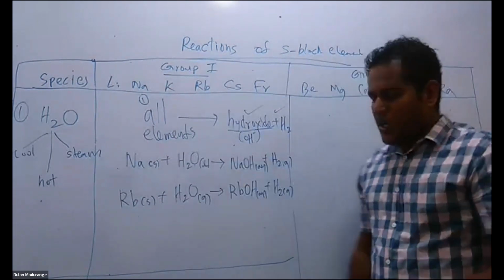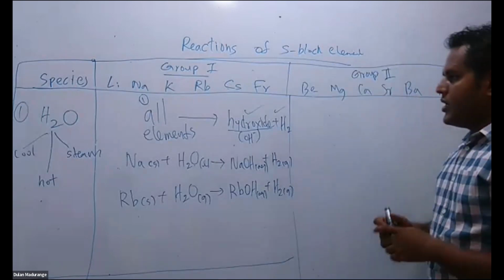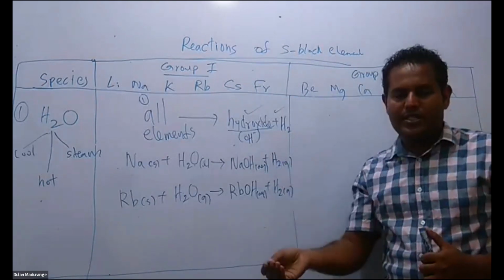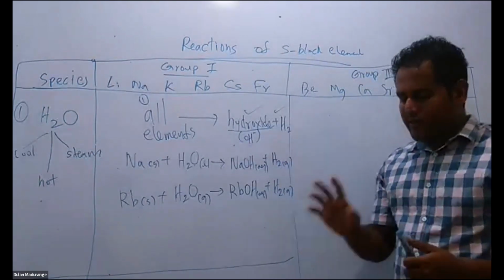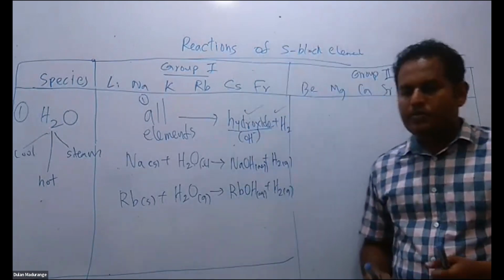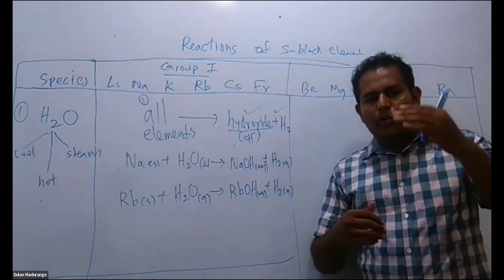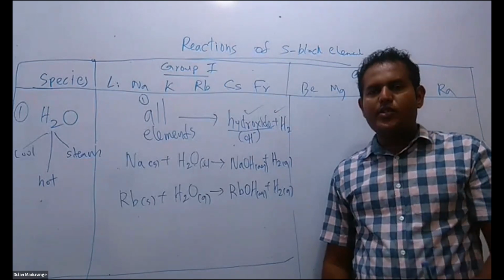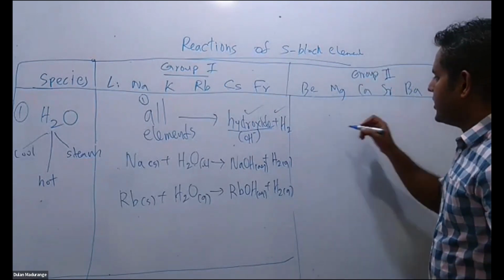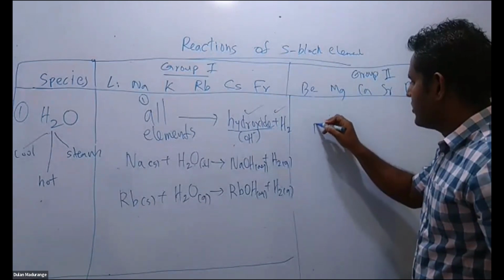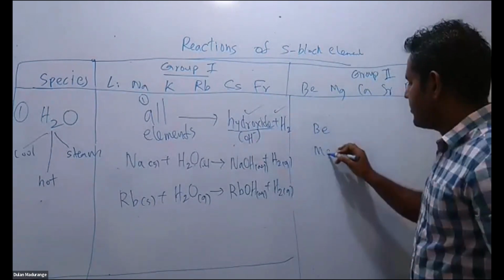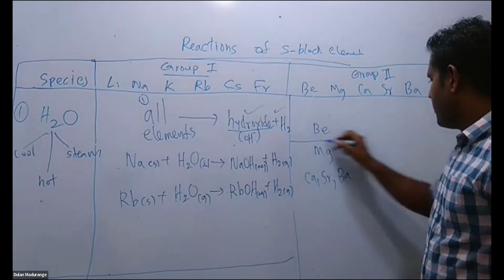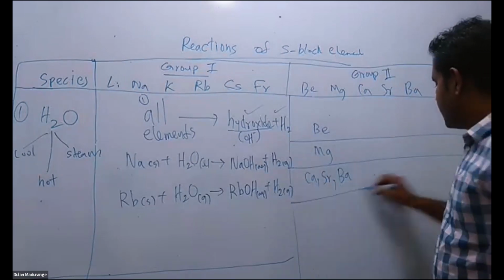Let's go to group 2. So in group 2, what is the trend? When you are moving from group 1 to group 2, definitely the reactivity decreases. Then even in group 2, when you move downwards in the group, the reactivity will increase. So we have to think beryllium, magnesium, calcium, strontium, barium.